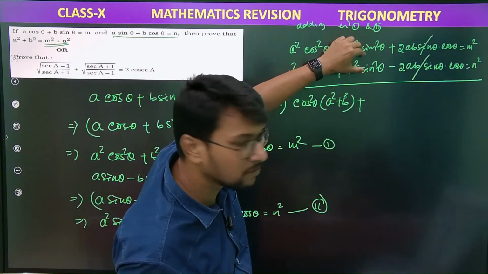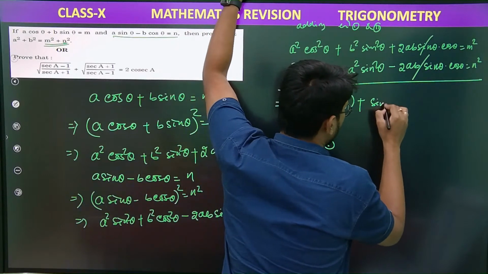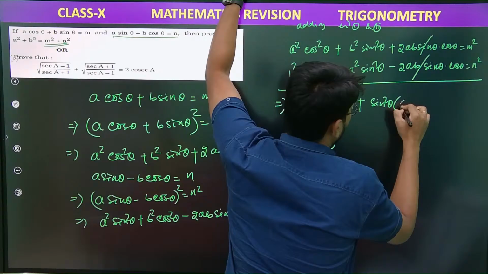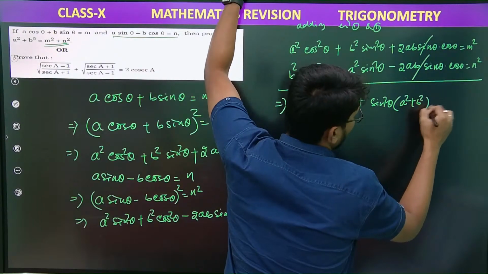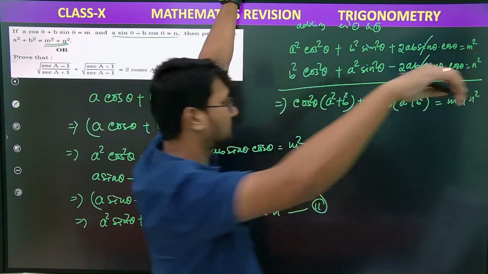Similarly from these two, what is common? Sin square theta. Sin square theta is common. Sin square theta multiplied by a square plus b square. Are you getting this? Tell me. m square plus n square, right side.